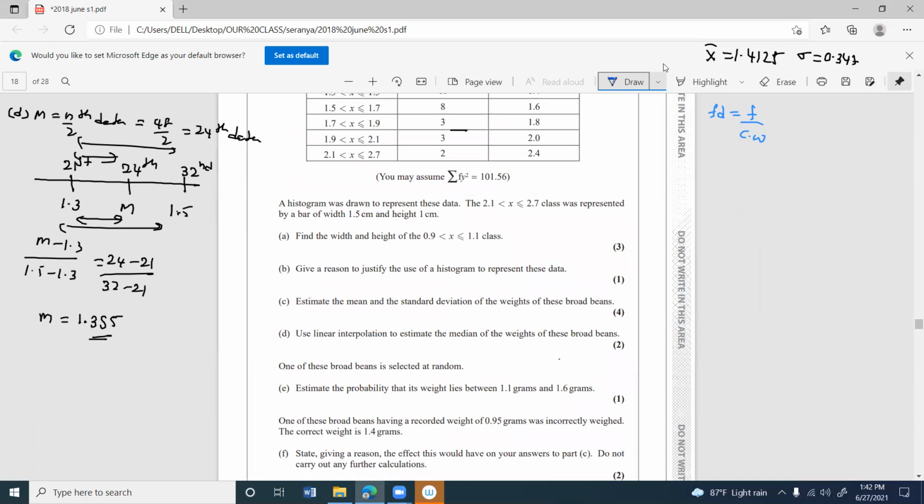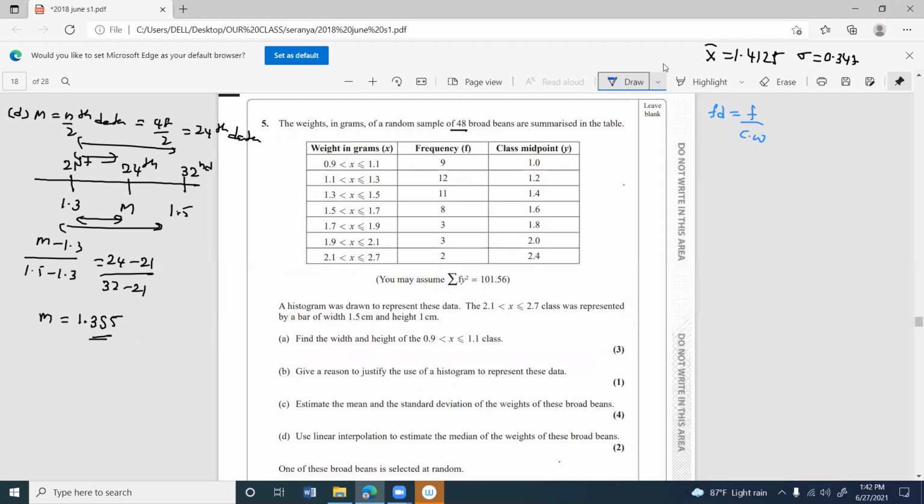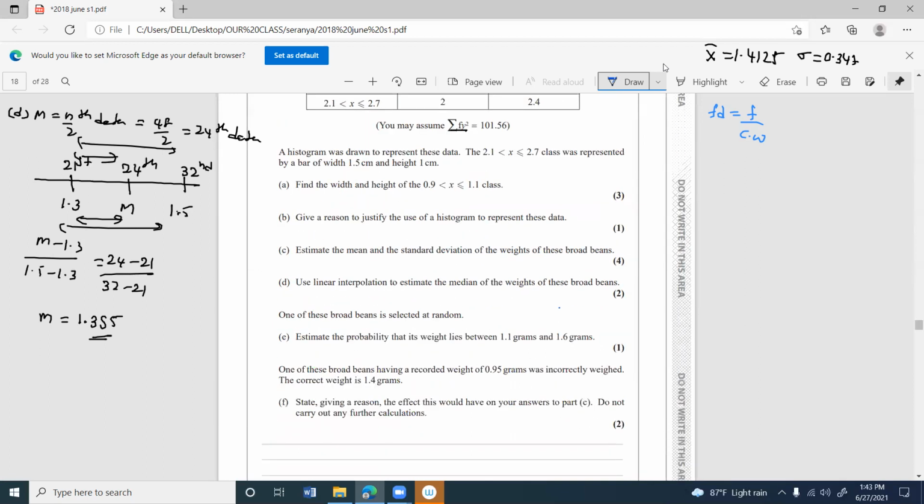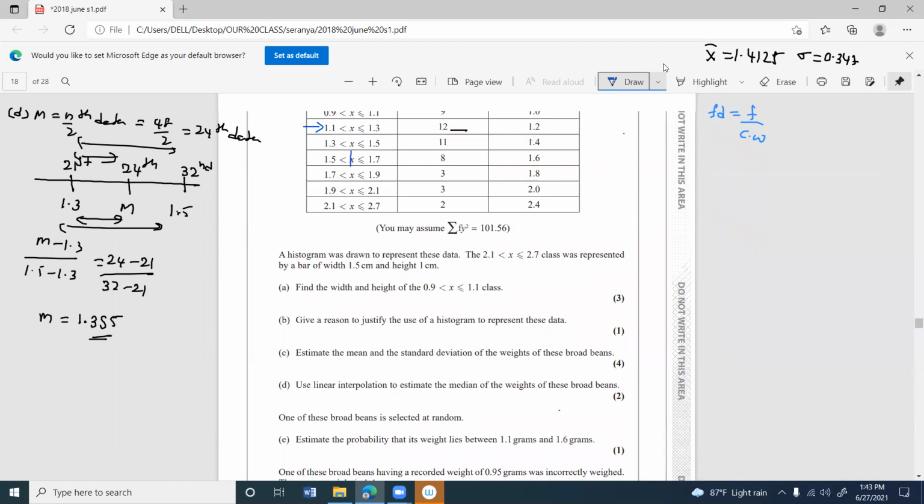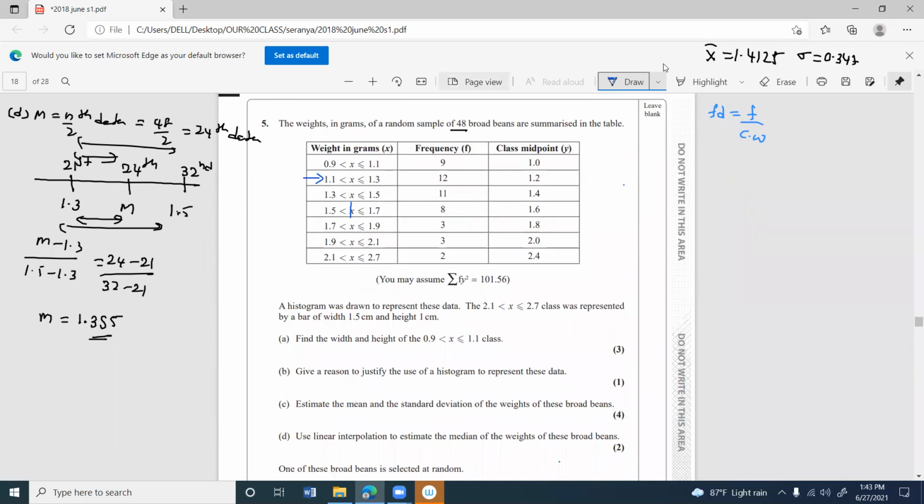It's in between 1.1 to 1.6. It comes up over here, somewhere in between this. Then we can see the answer for question number E. You can see 1.1 to 1.3, there are 12 pieces of information. 1.3 to 1.5, in this gap, there are 11.